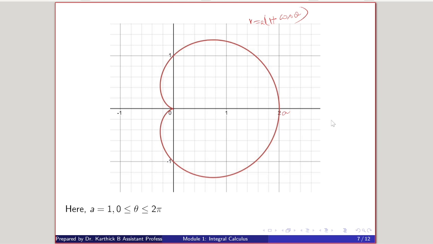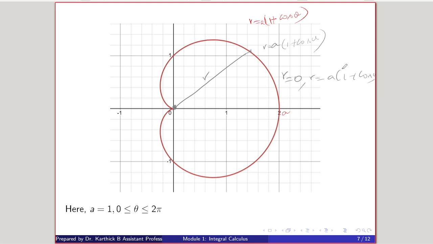Since we know that, how do we find the limit of r? r starts from the inner radius and ends at the outer curve. The outer curve will be r equal to a into 1 plus cos theta. It starts with the center radius, so the lower limit will be 0 and the upper limit will be a into 1 plus cos theta.